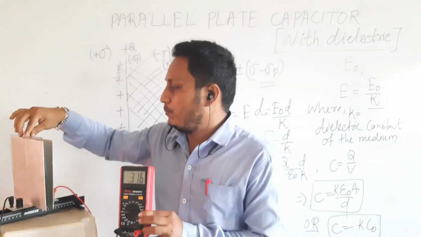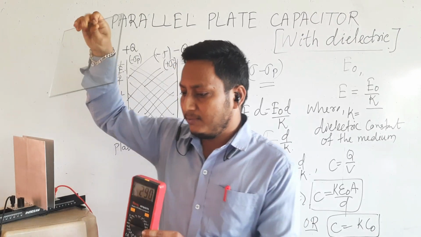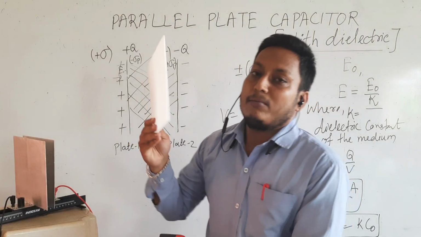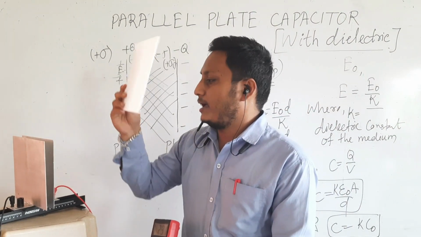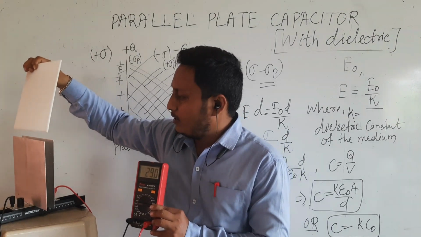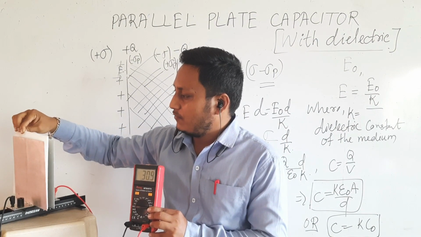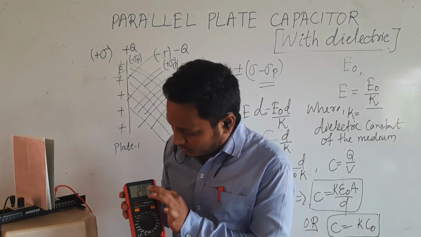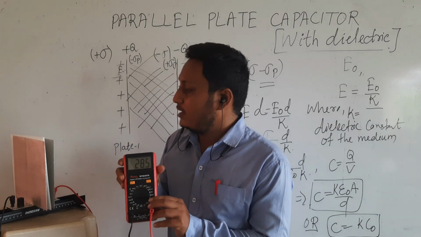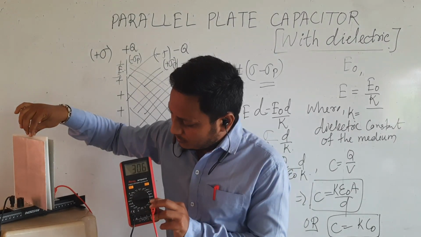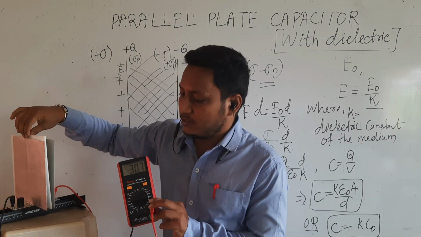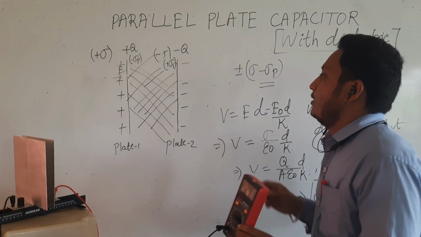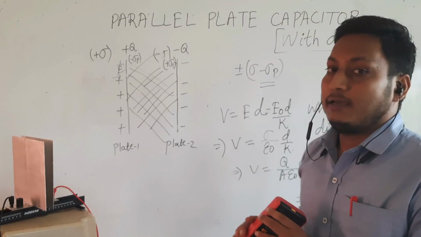Now if I replace this glass with another dielectric medium, mica or a plastic sheet, which also behaves like a dielectric, the value is going to increase. The value now is 29; let me put this dielectric in. You can see the value increases to 30.6. So we confirm that when you insert a dielectric, the capacitance increases K times.